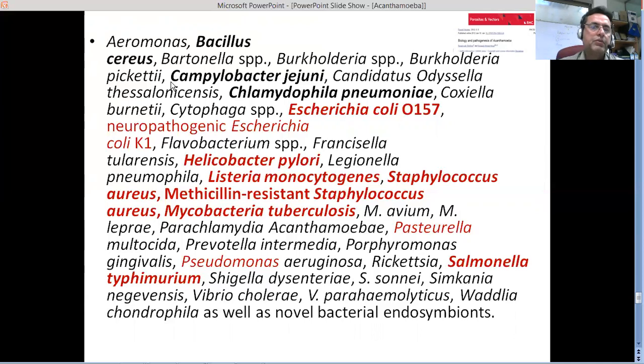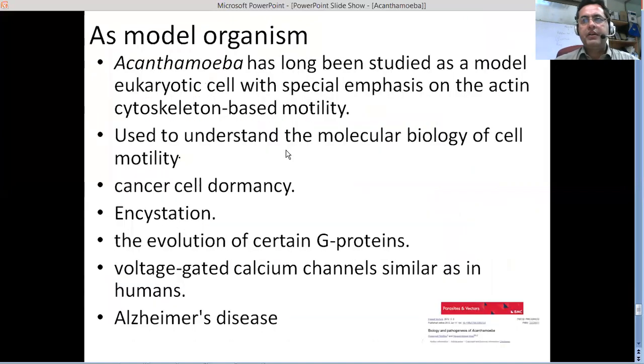So you can just imagine the importance of these Acanthamoebas in the environment, and for other species' survival, as they are acting as reservoirs for other bacterial and fungal and viral species. So you can imagine how important their role is in the environment and for human beings.